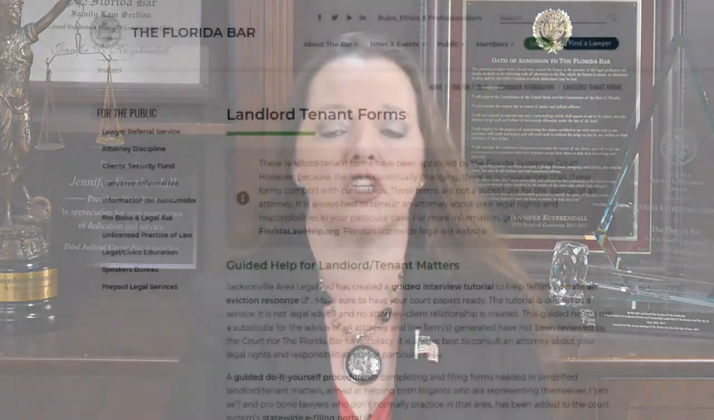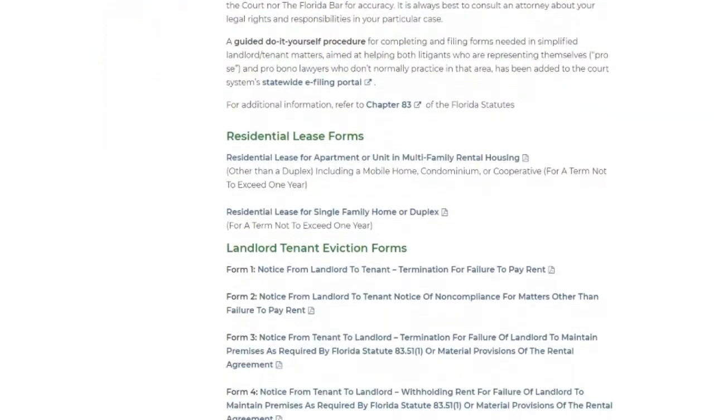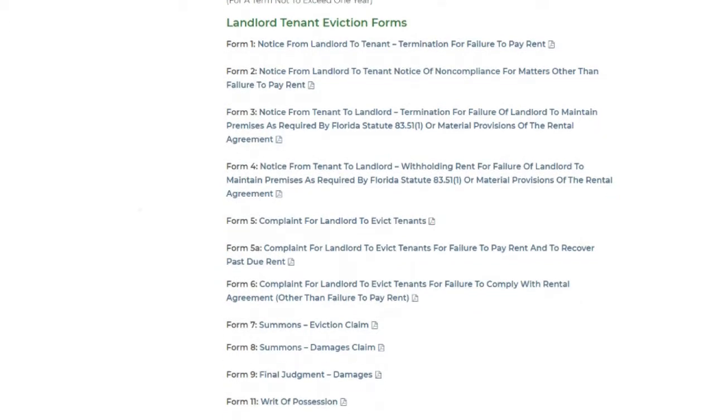I mentioned it last week, but it's worth mentioning again that the Florida Bar has great consumer pamphlets that talk all about the landlord-tenant relationship. They have forms for a lease, and they have all the eviction forms necessary, including for defaults.